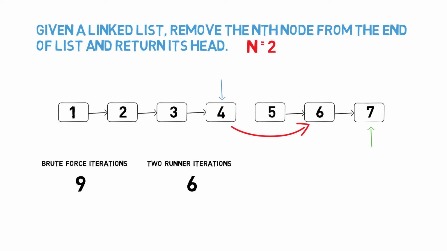Now, if you look at the 2 different iteration counts, it is 33% faster in this particular example to do the 2 runner method. And that percentage will be greater or smaller depending on the n that is given to you as a parameter, but that is a huge difference. So now that you know the optimized algorithm, let's get it going in a Java example.